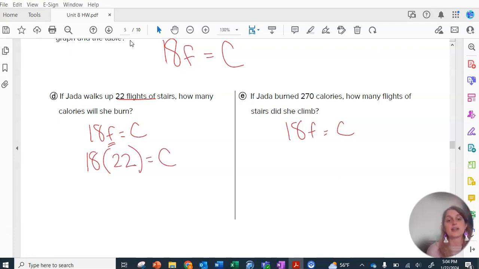And I am still finding calories. On this side, this is 270 calories. I don't need to replace flights with anything because that's what I actually need to figure out. But I am going to replace my calories with what I know I've burned. And now you are going to solve for F.